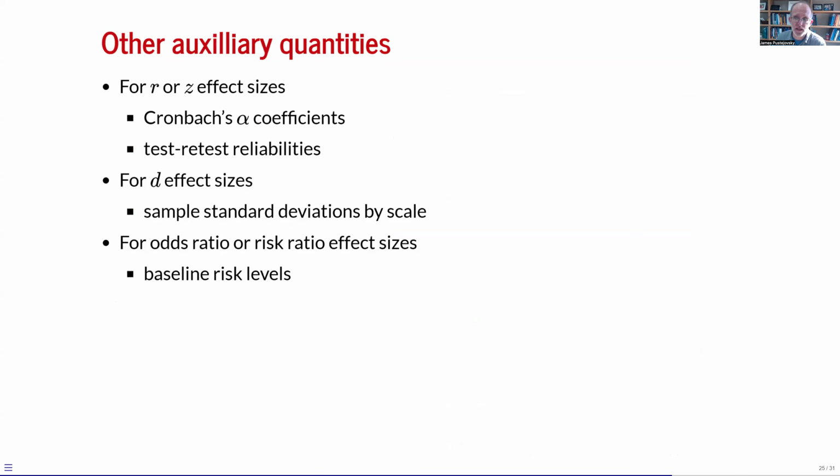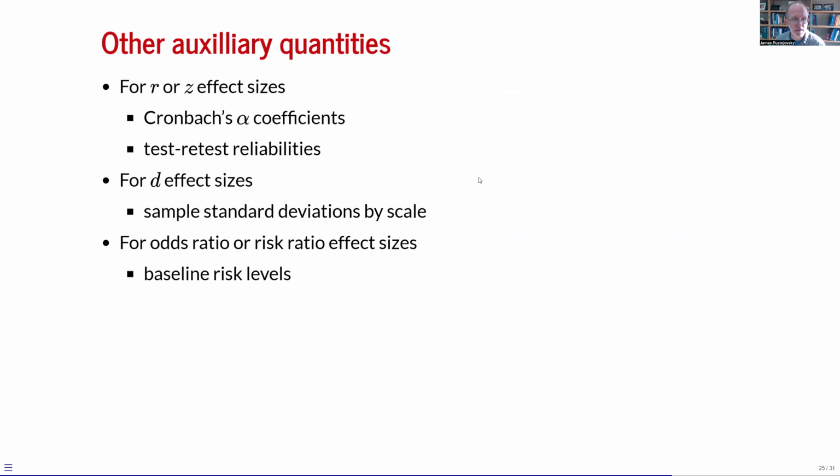This is just a taste of the statistics that you might look at in this stage. Again, it depends on the metric that you're using. If you're looking at correlations, you might look also at Cronbach's alpha coefficients or retest reliabilities that you pull out along with the focal correlations.